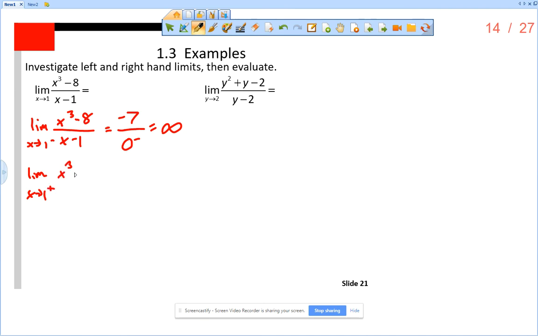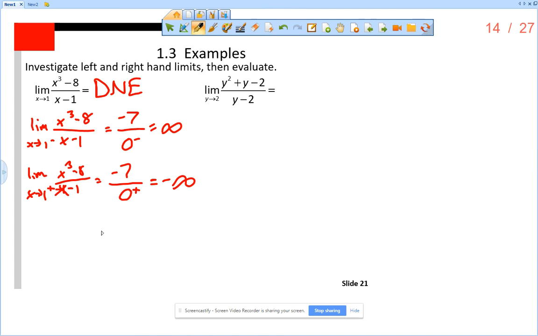All right, so once again, x cubed minus 8 over x minus 1. The numerator is still approaching negative 7, no matter how you cut it. And then x minus 1. From the right, what is the number to the right of 1? Like 1.1. 1.1 minus 1. Well, yes, that's approaching 0, but from the positive. So now I have a negative over a positive, which means that I'm approaching negative infinity. These two are not the same, and so the only thing that you could write for this is that the limit does not exist.